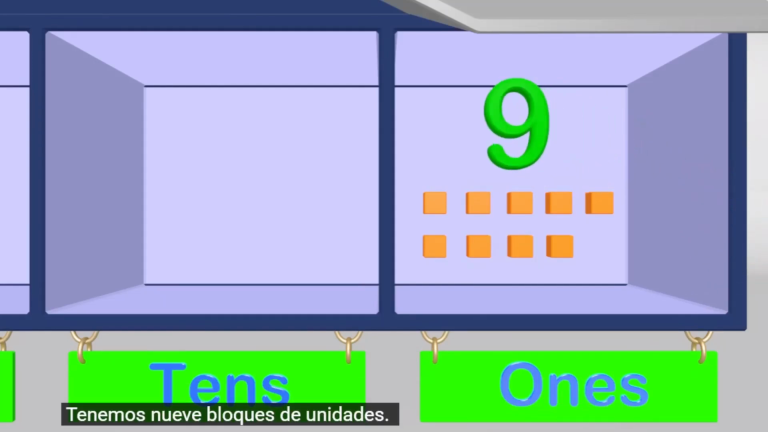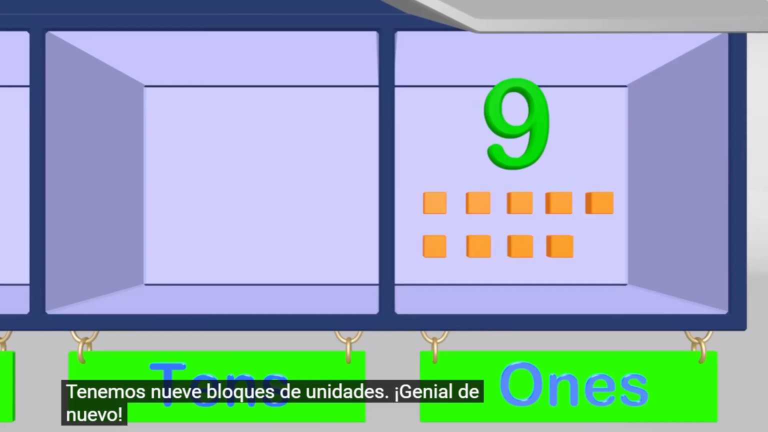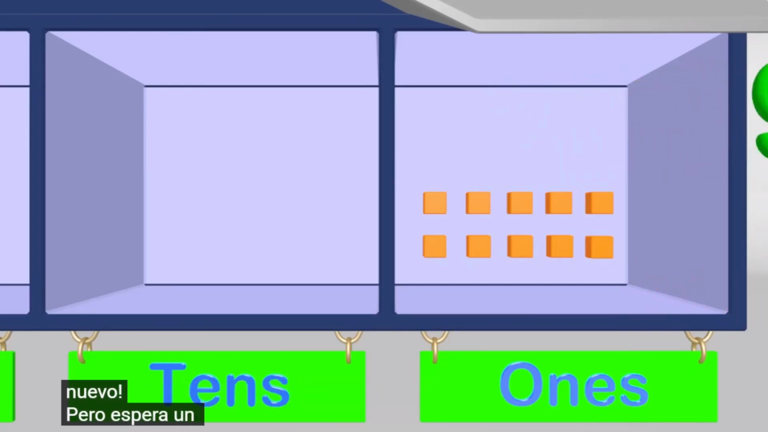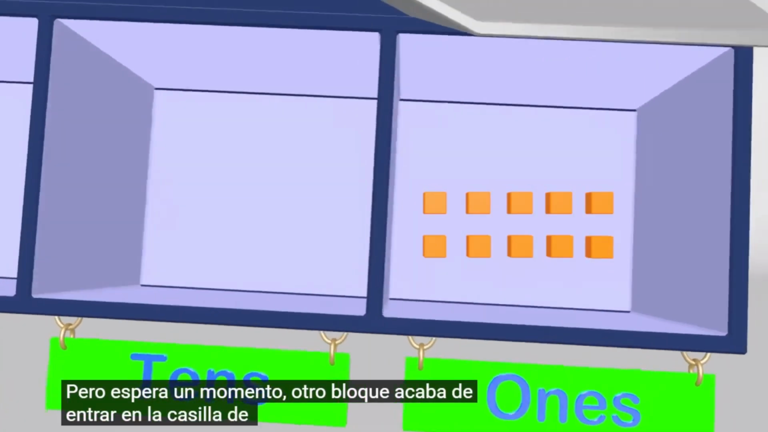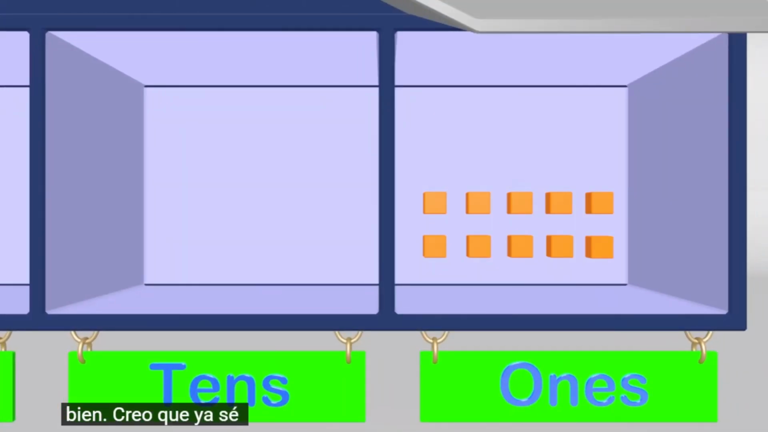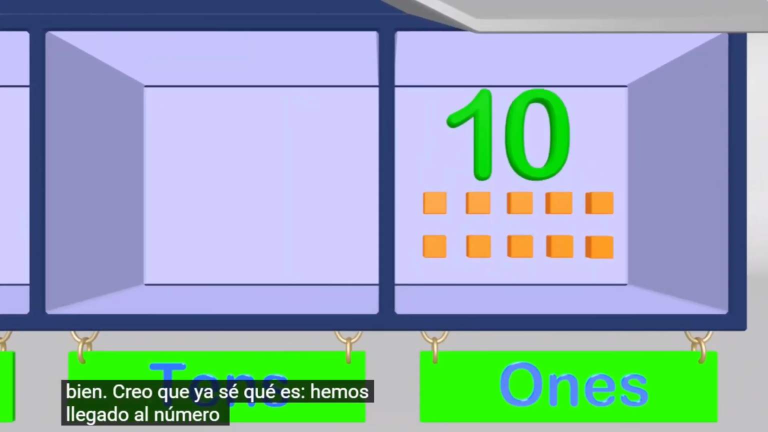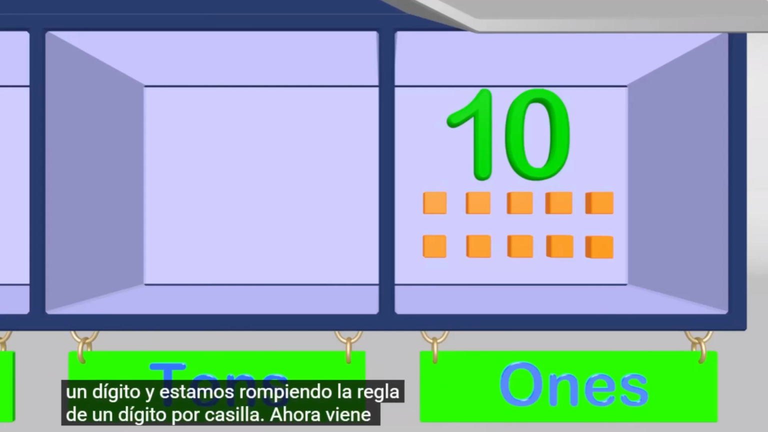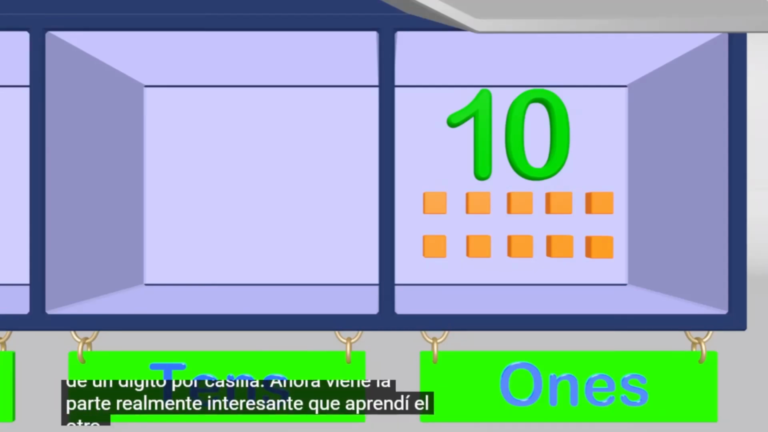We have 9 of the ones blocks. Great job again! But wait a minute, another block just moved into the ones place, but something is wrong. I think I know what it is. We have reached the number 10. Because we have reached the number 10, we have more than one digit, and we are breaking the rule of one digit per room.